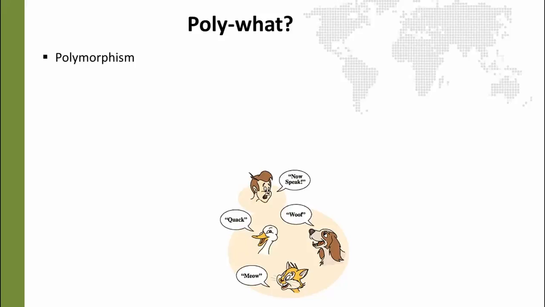Well, polymorphism, the word comes from the word many. Poly meaning many, and morph meaning form. So what it really means is many forms. And it's still kind of a confusing concept to a lot of people.